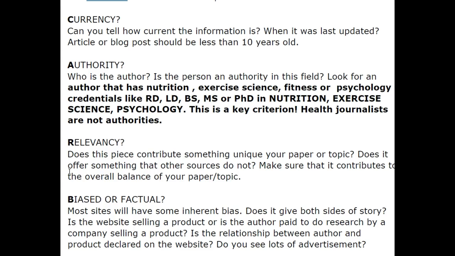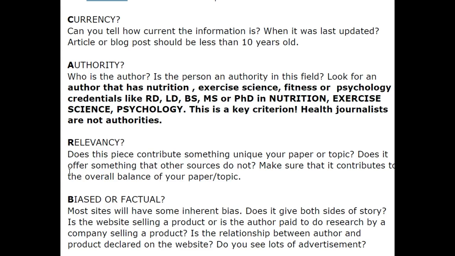A stands for authority. Who is the author? Is the person an authority in the field? So you're looking for the author having a degree in the area that you are reading about, for instance, nutrition, exercise science, fitness, or psychology. So you're going to look for credentials like RD, a registered dietitian, or licensed dietitian, a bachelor's of science, a master's degree, or a PhD in the areas that they are writing about.